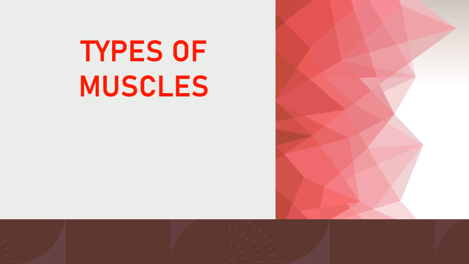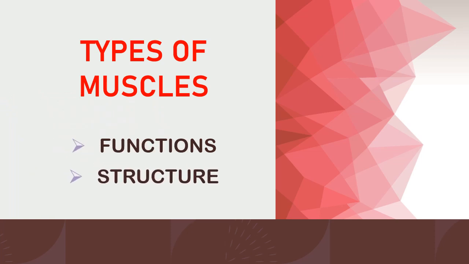In today's video we are going to learn about types of muscles. We can find out the types of muscles based on two criteria: one, the functions of the muscles, or two, the structure of the muscles. So based on the functions and the structure, we have different ways of finding the types of the muscles. So let us see the first one.